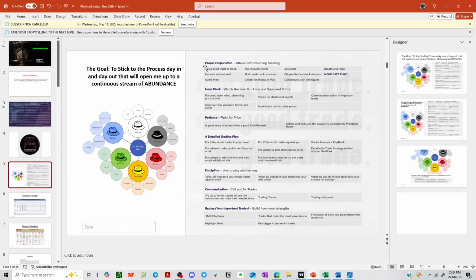All right, so proper preparation, hard work, patience, a detailed trading plan for every trade. Here are some examples, right? Or if the stock trades in your favor, or where to take profits, and if partial or all, or where to add and why and how much additional risk, or if the stock trades against you or whatever you trade in. You need rules for that.